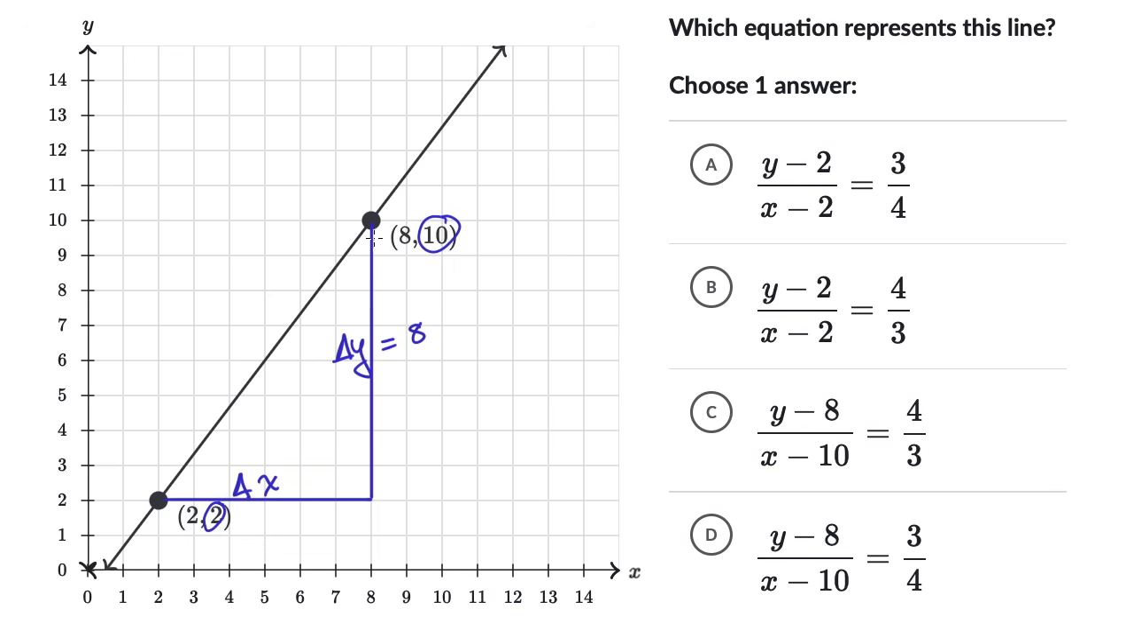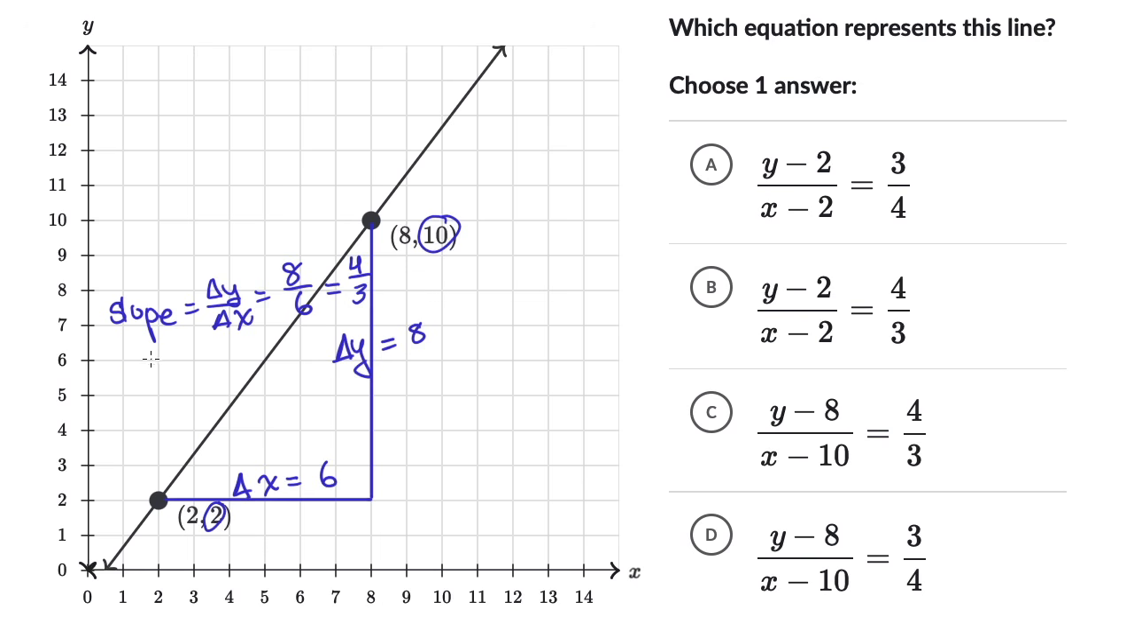And then when we had that change in y, what was our change in x? Well, we went from x equals 2 to x equals 8. So this is going to be equal to positive 6. And you can even count the squares: 1, 2, 3, 4, 5, 6. So our slope, which is defined as change in y over change in x, or rise over run, is equal to 8 over 6, which we can rewrite. Both the numerator and the denominator are divisible by 2. That's the same thing as 4 over 3.